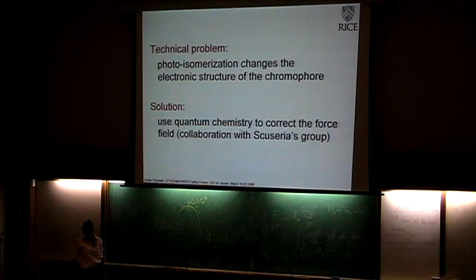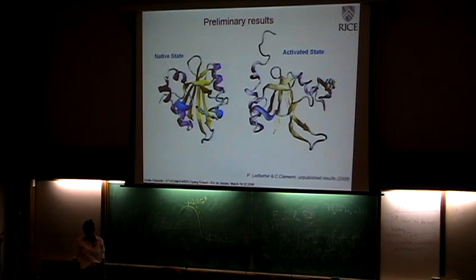The technical problem is that there is a photoisomerization limitation, so there is actually a quantum effect, and also there is a deprotonation event. So it's not as trivial to compute this energy, and fortunately we have the expertise of a quantum chemistry group that can assist us in doing the quantum calculation. And these are the two preliminary results we have so far.